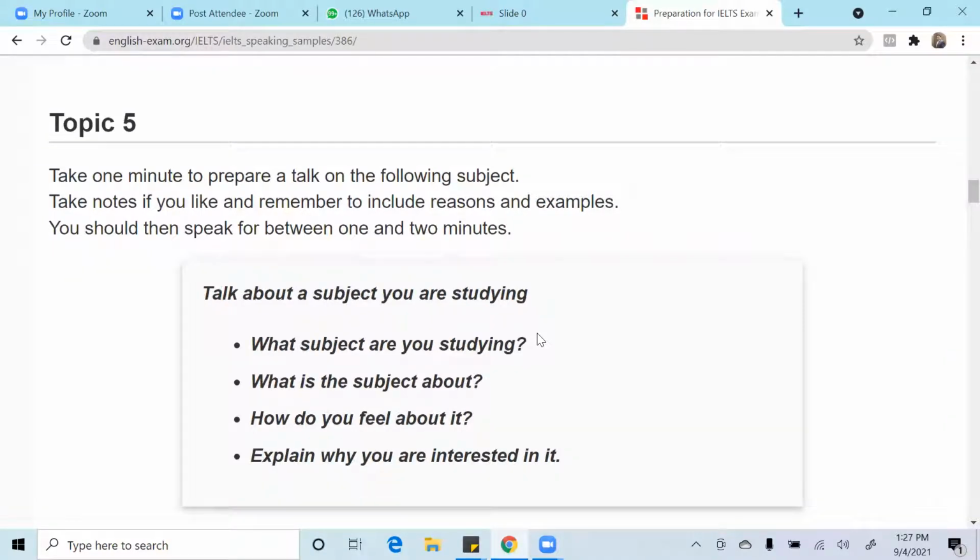What subject are you studying? What is the subject about? How do you feel about it? Explain why you are interested in it. Okay, I'll speak about it. You've got a minute to prepare and 2 minutes to speak. And Tarun, I want you to do timekeeping. You can start the timer as soon as he starts speaking, and see for how long he speaks.